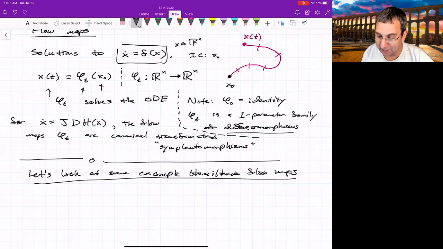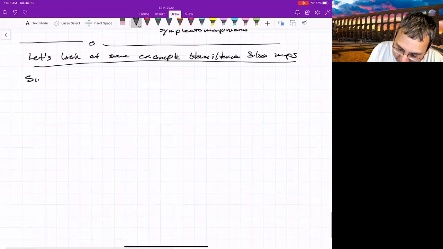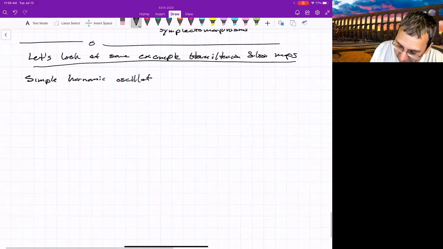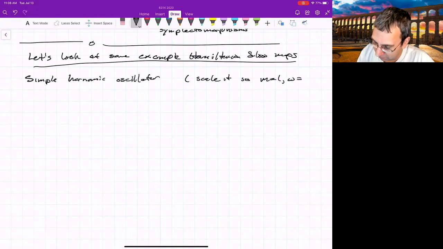Simple harmonic oscillator is sort of a natural choice, right? So that's what we're going to look at. Simple harmonic oscillator in its usual kind of boring coordinates. And I'm going to scale it. So if you're thinking of the spring mass system, I'm going to scale it so m equals 1 and omega equals 1. So that means I've made a choice of the units of mass and the units of time.